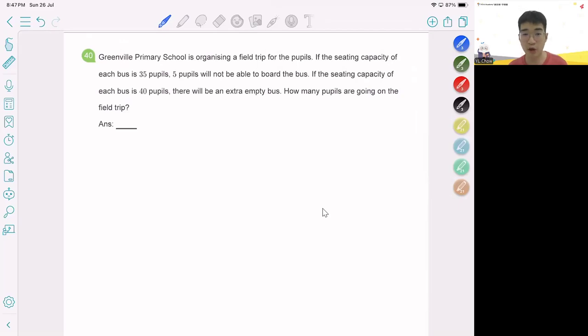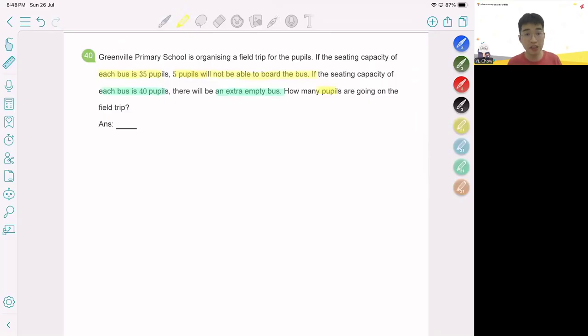Greenville Primary School is organizing a field trip for the pupils. If the seating capacity of each bus is 35 pupils, then 5 pupils will not be able to board the bus. If the seating capacity of each bus is 40 pupils, there will be an extra empty bus. How many pupils are going on the field trip?